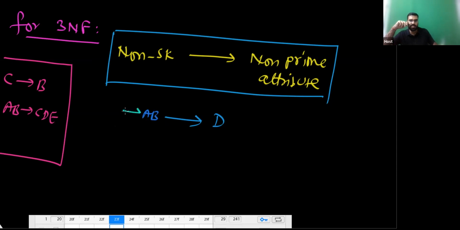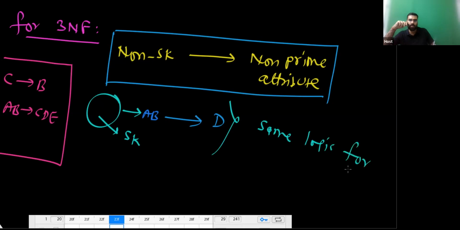Okay, but if someone is determining AB, then that must be a super key. Agree? Yes or no? If someone is determining AB, then automatically that is a super key. The same logic you can give for E. Yes or no? Same logic will come for E. This is already a candidate key. And you already know that if this is a candidate key or this is a super key, every candidate key is a super key, right?